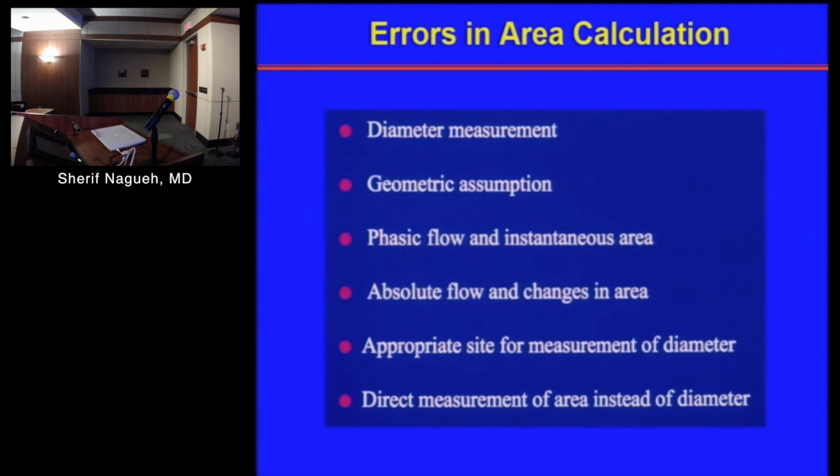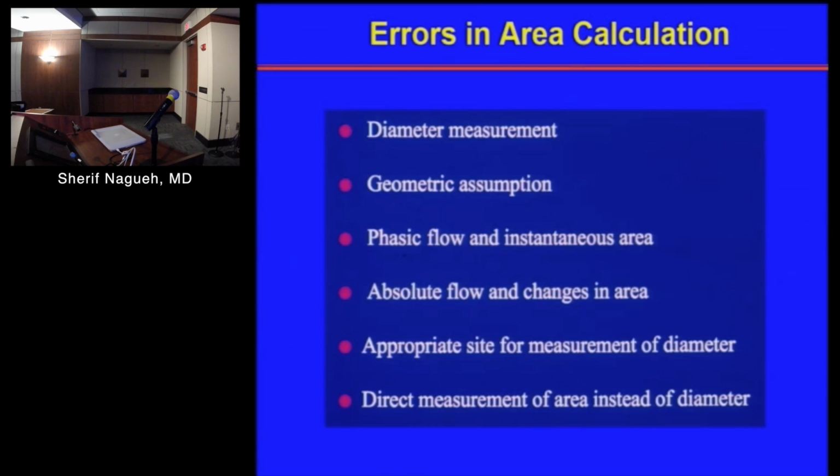How about the appropriate site for measurement of diameter? Remember, flow is coupling area and velocity measurements together. They have to be measured at the same spot. For example, I cannot use measurements, say, in the descending aorta by pulse wave Doppler velocity and use the cross-sectional area of the LV outflow tract. They should be at the same level.